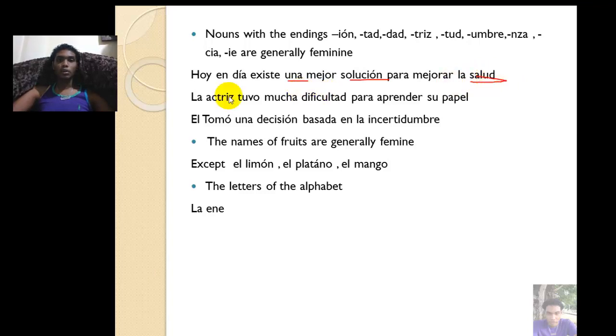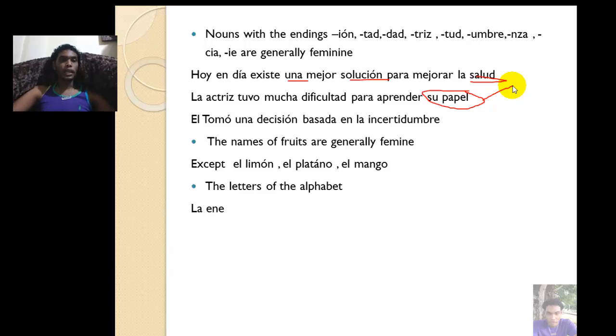La actriz tuvo mucha dificultad para aprender su papel. The actress had a lot of difficulty learning her role. Now know that su papel, papel has a dual meaning. Papel also means paper, but in most senses it also means role. Not role of toilet paper, but role as in you're playing a role.